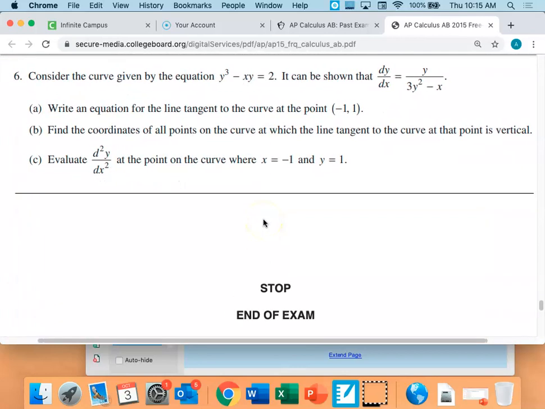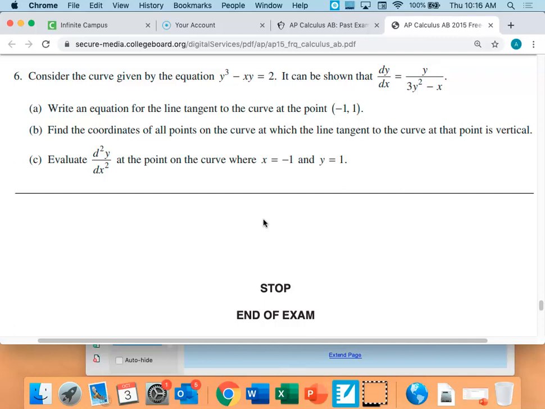Okay, so this is from the 2015 exam. This was the AB exam, problem number 6. I'm going to read it to you for a minute, and then I'm going to give you your instructions. So consider the curve y cubed minus xy equals 2. It can be shown that dy/dx is y over 3y squared minus x.